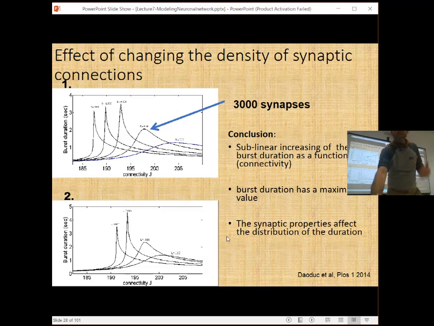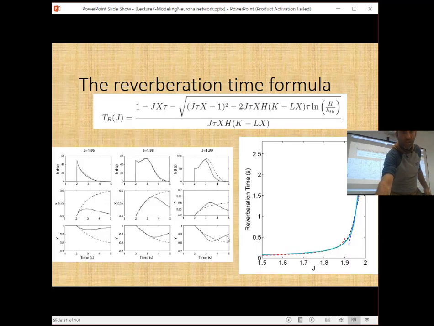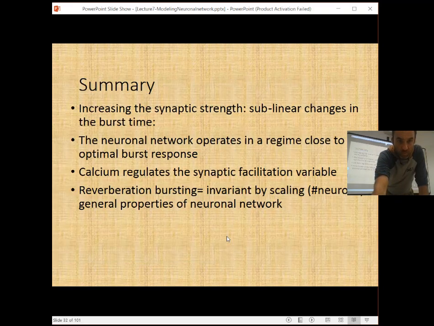But instead of giving this interpretation, which you can accept or not, you just look at how this T depends on J, and this will give you the solution. Okay. Increasing the synaptic strength gives a sublinear change in the bursting time. This is what I just explained to you. It goes first slowly, and then you go to the maximum. The neuronal network operates in a regime close to the optimal burst response. This was a surprise, to see that we were exactly at the maximum.